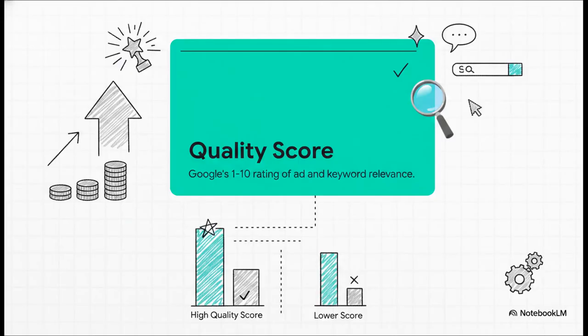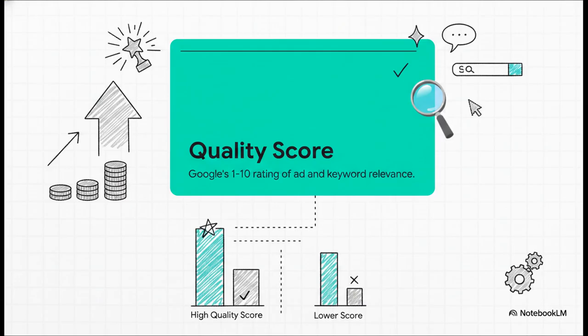This right here is the hidden engine under the hood of your Google Ads account that dictates everything from your ad positioning to how much you actually pay. So what is it? Quality score is Google's rating system measured on a scale from 1 to 10 that evaluates the overall quality and relevance of both your ads and your keywords.